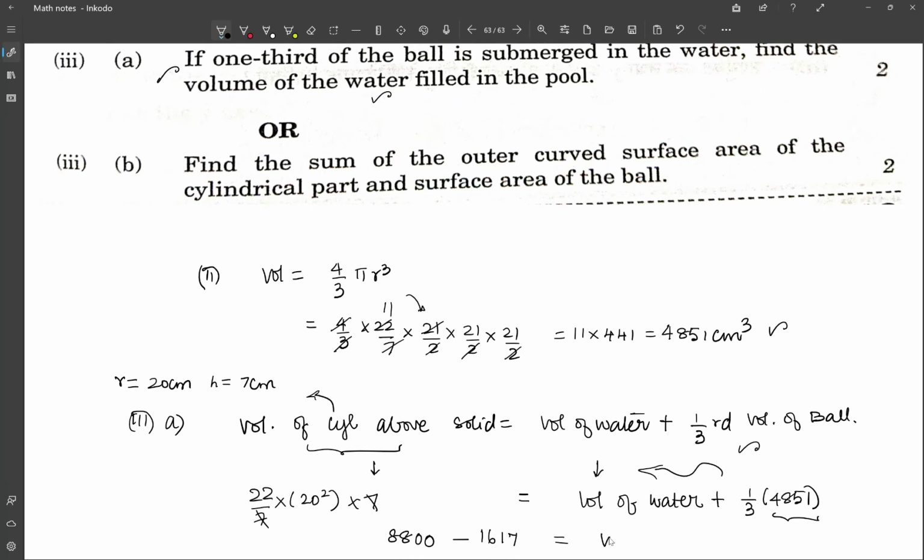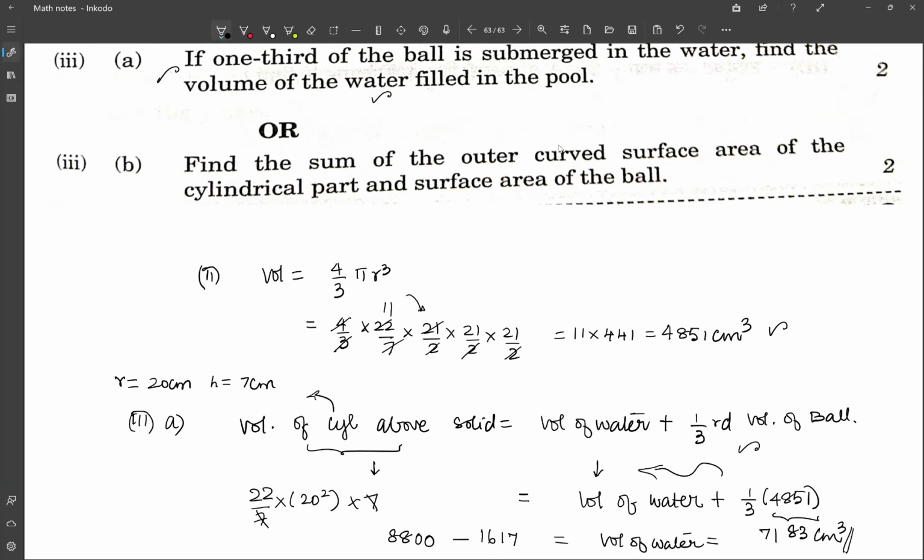That is the volume of water, and that would be equal to 8783 minus 1617, which is 7183 centimeter cube. That is the volume of the water collected there in the pool.